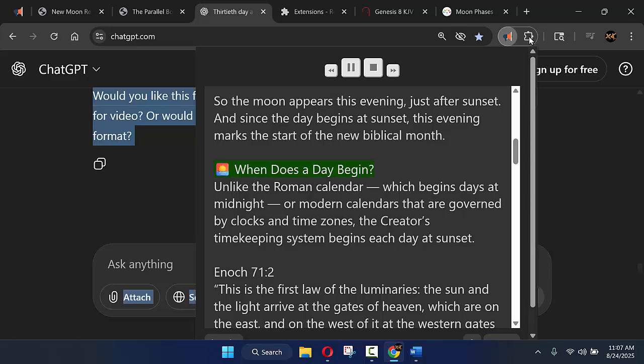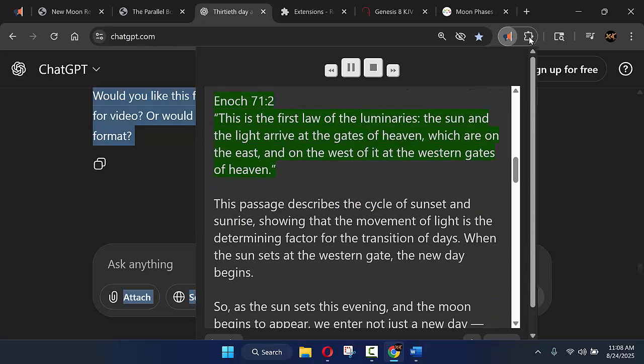When does a day begin? Unlike the Roman calendar, which begins days at midnight, or modern calendars that are governed by clocks and time zones, the Creator's timekeeping system begins each day at sunset. Enoch 71:2. This is the first law of the luminaries. "The sun and the light arrive at the gates of heaven, which are on the east, and on the west of it at the western gates of heaven." This passage describes the cycle of sunset and sunrise, showing that the movement of light is the determining factor for the transition of days. When the sun sets at the western gate, the new day begins.